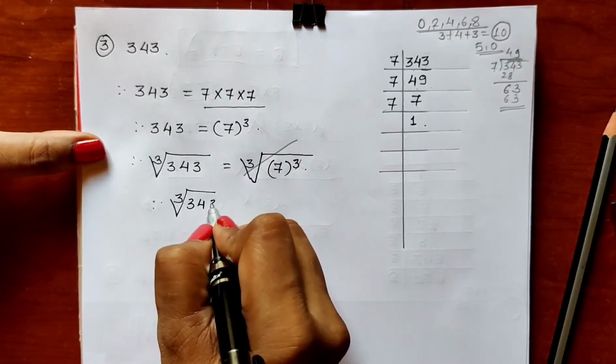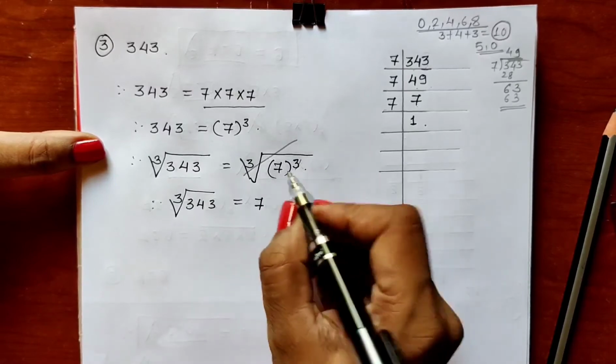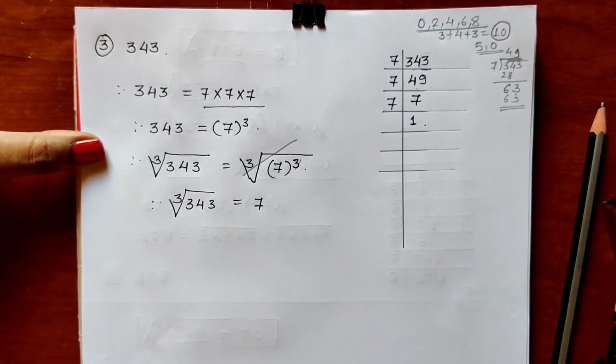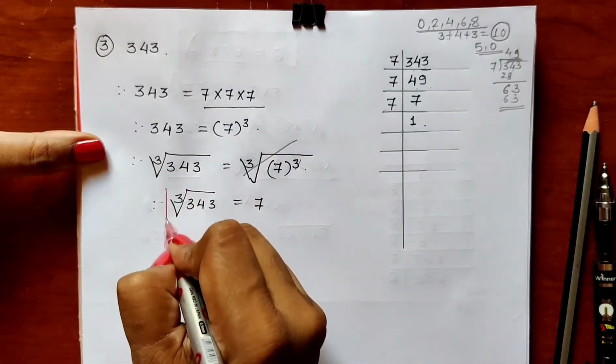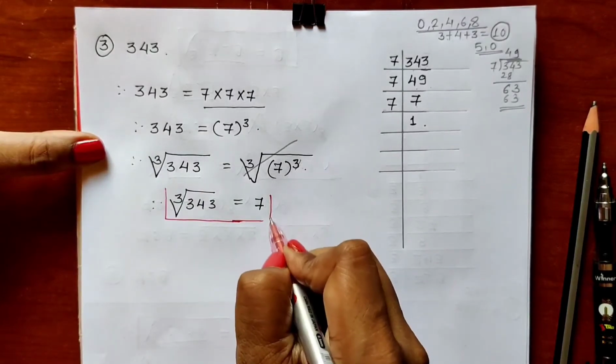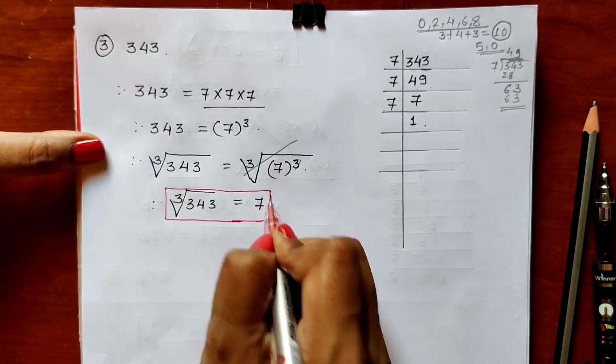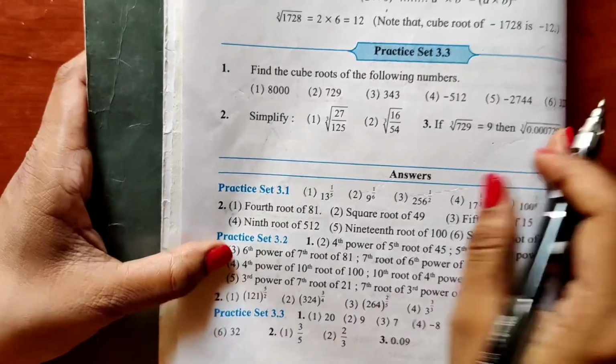cube root of 343 is equal to 7. Only 7 we are getting here. So in this way we have got the answer. Cube root of 343 is equal to 7.